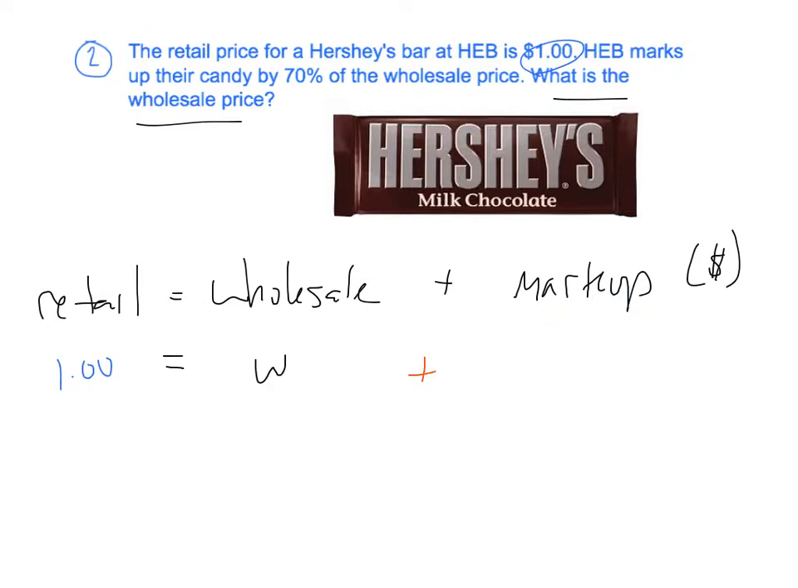How do we get to a markup price? Well, it tells us that at HEB they mark it up by 70%. Now, what do they mark up by 70%? Well, the wholesale price. So I know that if I had the wholesale price, I could take that times 70%, which as a decimal is 0.7, and that would give me the amount of markup. So W times 0.7, I'm going to rewrite that, and I'm just going to rewrite everything while I'm at it. Okay, W times 0.7, what can I rewrite that as?